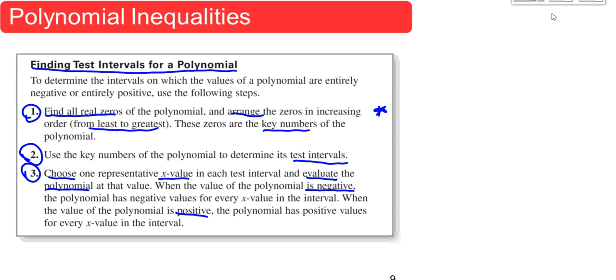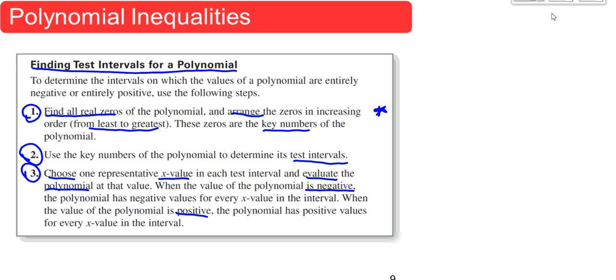It is not a necessity, though. So back to number 1. Find all of the zeros of the polynomial. Arrange the zeros in increasing order from least to greatest. And I usually tack on negative infinity and positive infinity. These zeros are the key numbers of the polynomial.